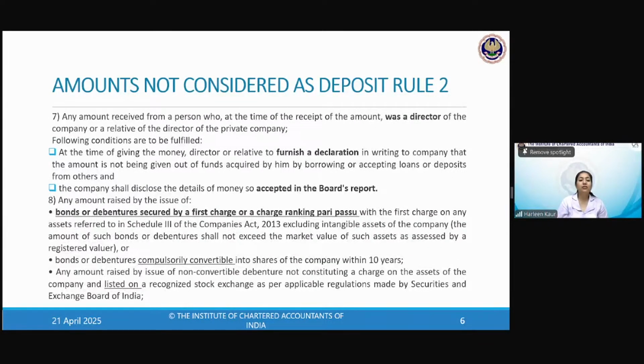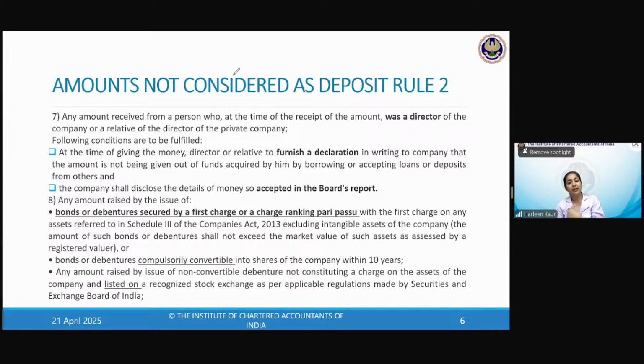Okay. Now let's do the 7th point. Any amount received from a person who, at the time the amount was received, was a director of the company or a relative of the director of a private company. So in the beginning, we were trying to see the amount received from members of the public. So it specifically prohibits that you can't receive.